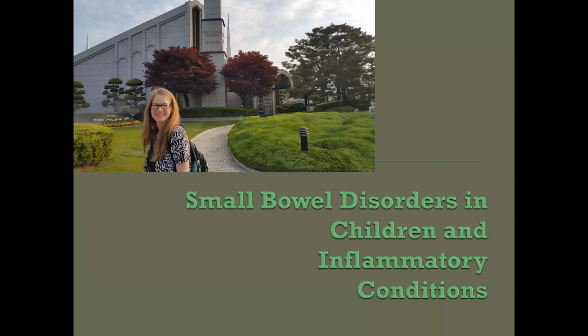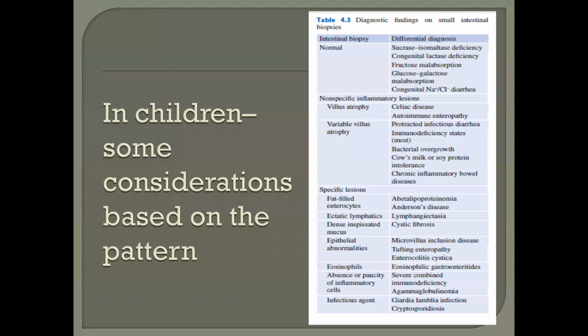Well, children and GI disorders is a topic I'd like to cover in more detail with one of my pediatric pathology colleagues at a future point, but I will just go through that here briefly. Some considerations are important based on pattern, and this little chart here derived from a notable textbook of GI pathology provides some indication of the kinds of considerations in terms of congenital deficiencies, malabsorptive syndromes, and so forth that may be operative with different patterns.